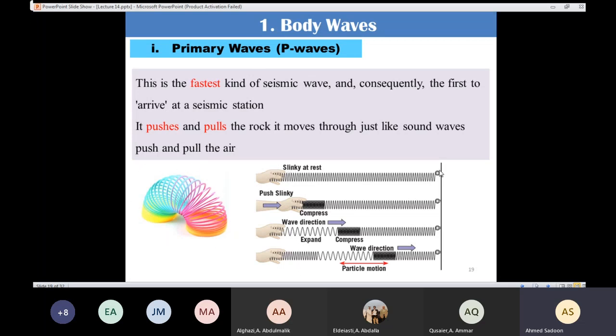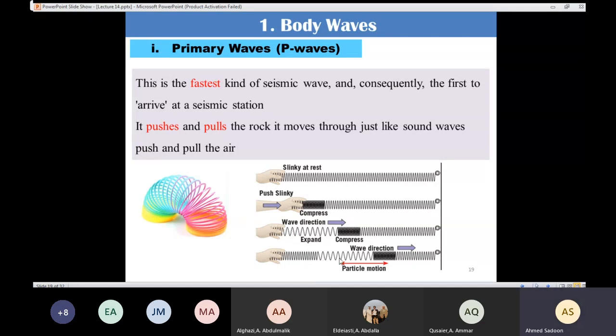So if you have a slinky at rest, like in this picture here, and you push the slinky in that direction and release it, you are going to see this part here compress. And when you release it, you are going to develop a wave which is going to move from that location to that location through compression and expansion. You are going to notice that this part is going to compress and this part is going to expand.